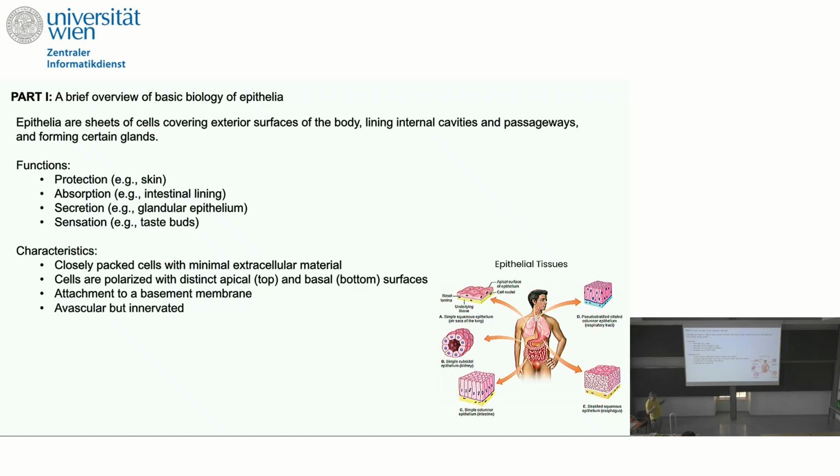They protect, skin protects you, right? Absorption of nutrients in your gut, secretion, so for example, sweating, and sensation, like taste, the touch. They're closely packed. They form barriers, so that these cells are closely packed to each other. Cells are polarized, right? So there is a distinction between the top of the cell, apical side, and the basal side of a cell. They are typically attached to some kind of a basement membrane, to some kind of connective tissue.